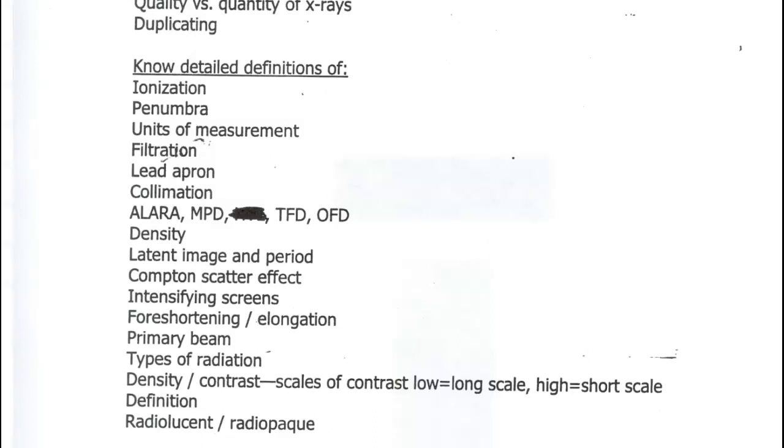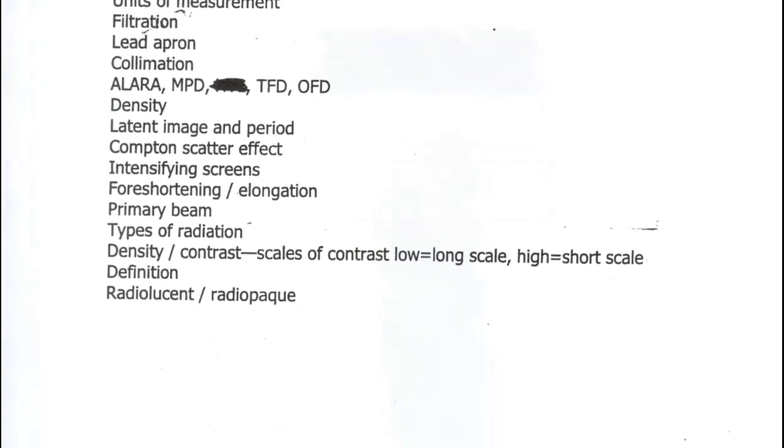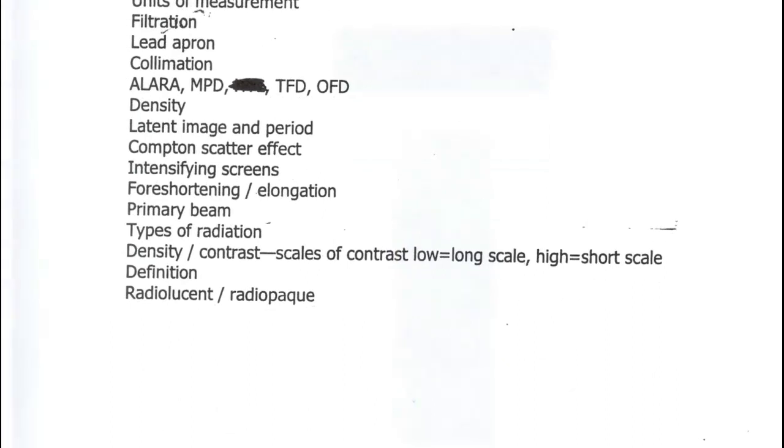The primary beam, just make sure you know what the primary beam is. We've already talked about the types of radiation. Density, contrast, scale of contrast. We've kind of covered all of those when we were talking about KVP earlier. And that's not a typo, that is definition. I want to make sure you understand what definition is within an image. That's talking about how crisp and clear the edges are. And when you look at it visually, how clean and focused, for lack of a better word, the image is. And then, of course, make sure you know radiopaque and radiolucent. Find a good way to remember those.